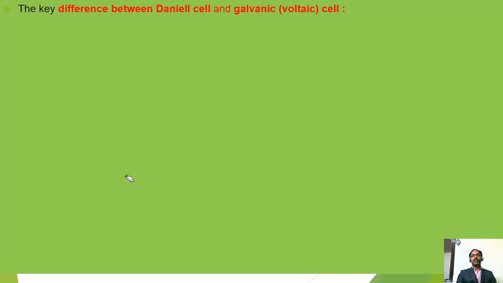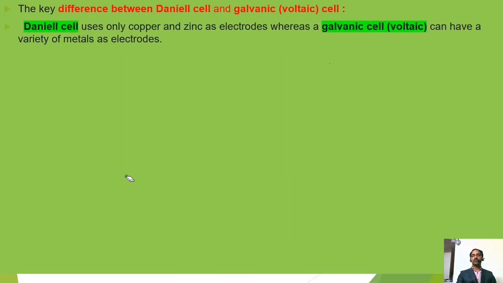The key difference between Daniell cell and galvanic cell: Daniell cell uses only copper and zinc as electrodes, whereas a galvanic cell can have a variety of metals as electrodes. Daniell cell is specific. Actually, initially, the scientist invented the cell with the help of zinc and copper electrodes.